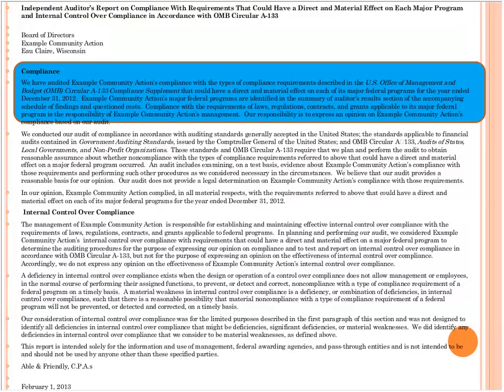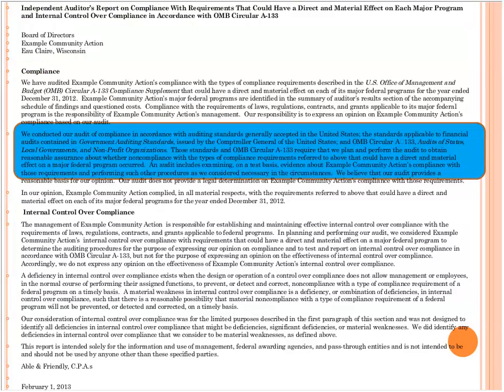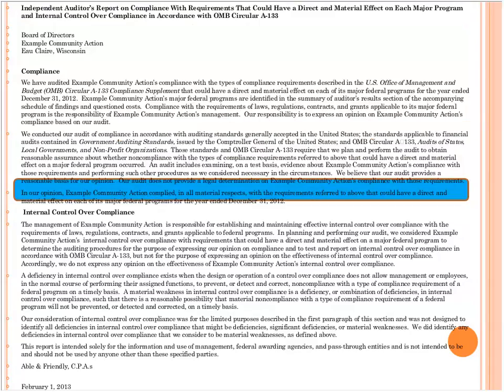That first paragraph is simply the scope paragraph. The next paragraph talks about the procedures that are applied. And the opinion on compliance is presented in that third section. The difference here is that this opinion is presented as positive assurance on compliance over major programs. So instead of being negative assurance, it is rather positive assurance.